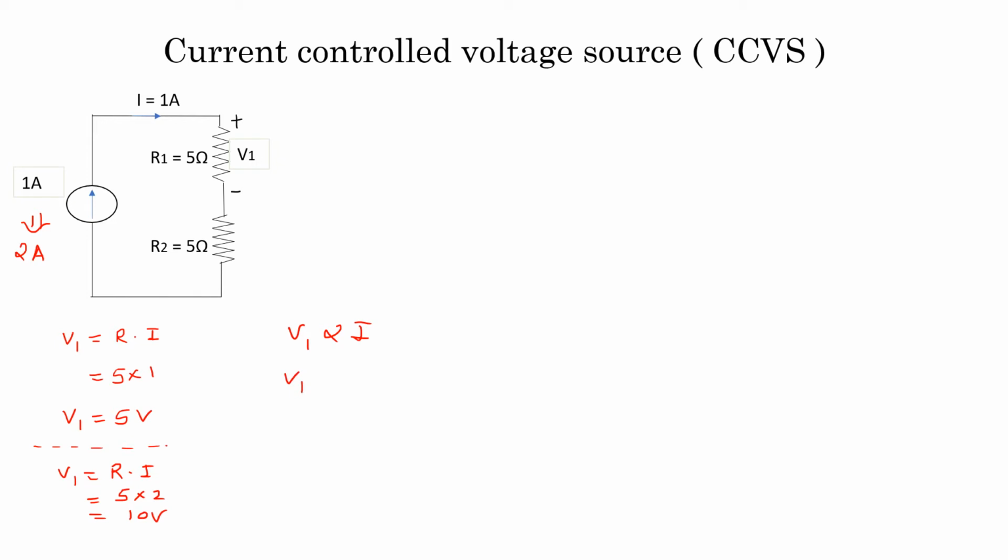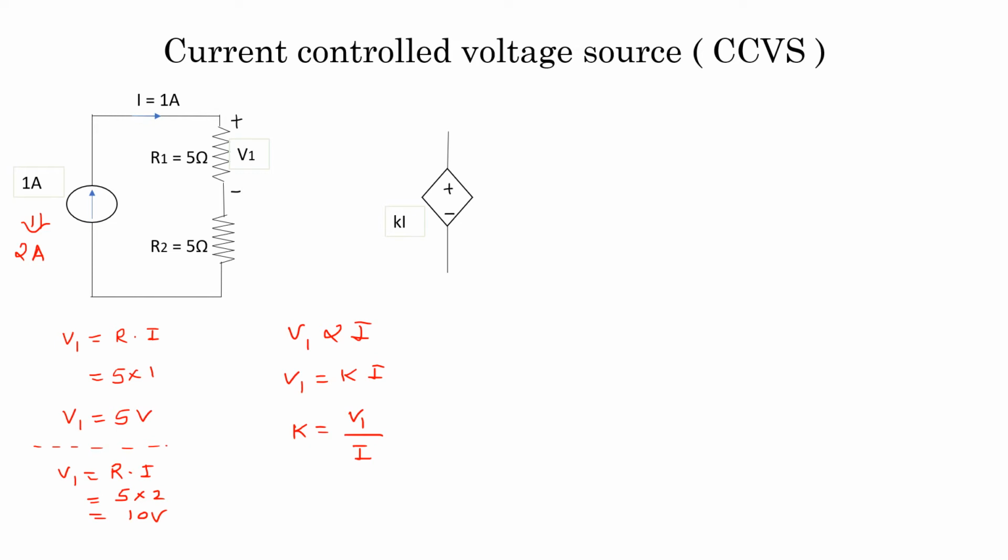So we can write it as V1 is equal to KI, where K is equal to V1 upon I. V1 is my output, I is my input. The symbol for current controlled voltage source is like this. Here we are having plus and minus and the K into I, where K is equal to V1 by I.